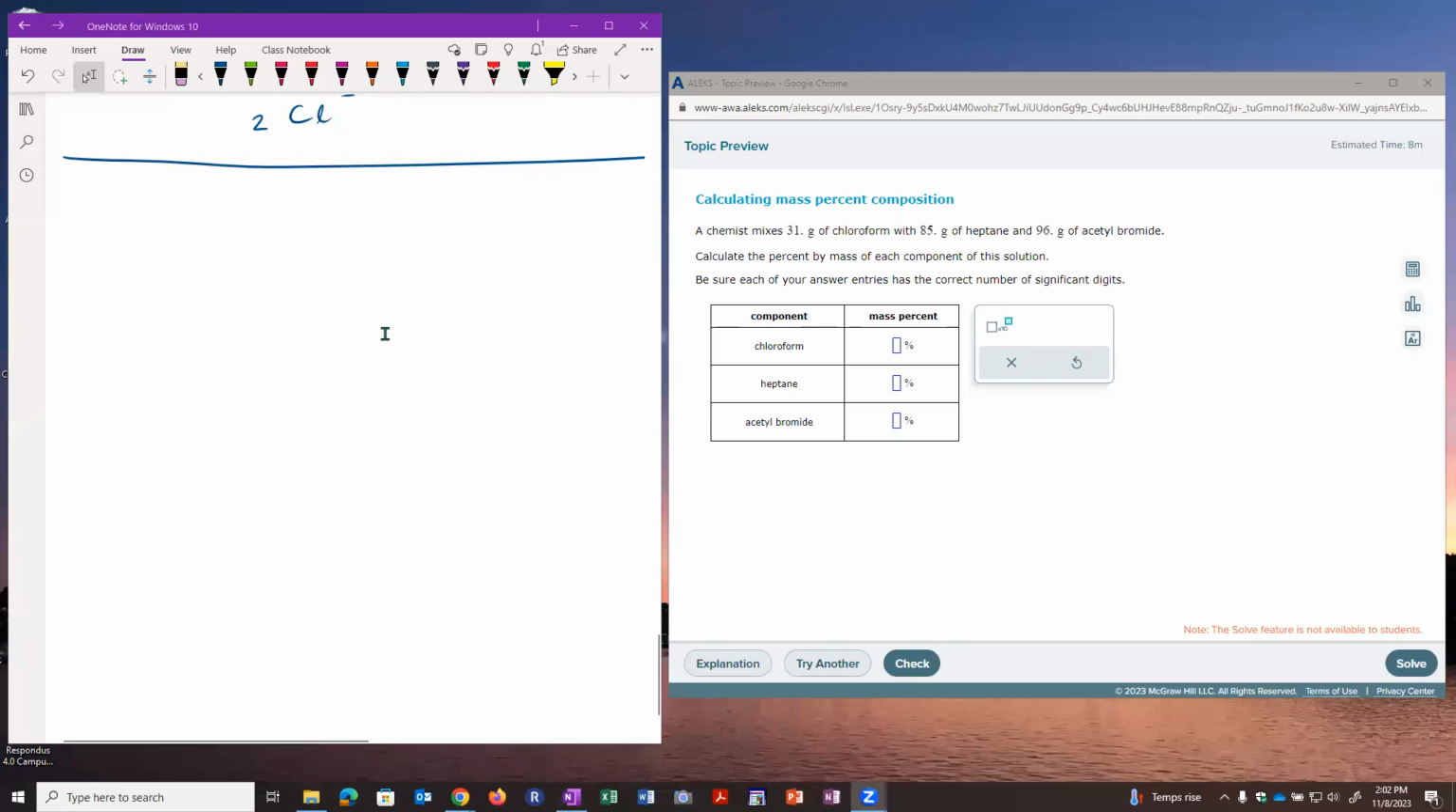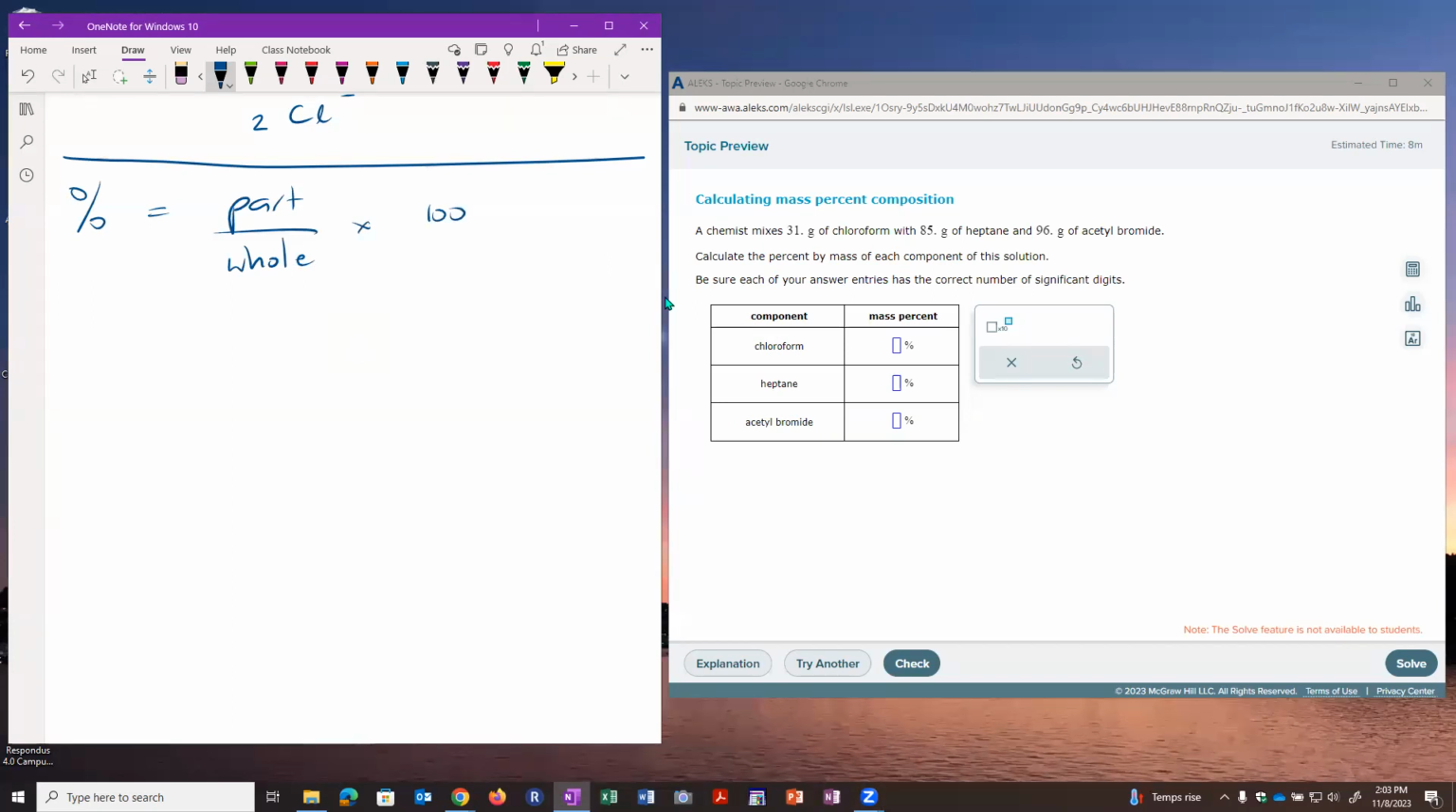So in this one, we're looking at calculating the mass percent composition of a solution. And this is just another way to represent the relative amounts of each of the components. This is based on the whole idea of percentages in the first place. And remember, a percentage is simply the part over the whole, times 100 to turn it into a percentage.